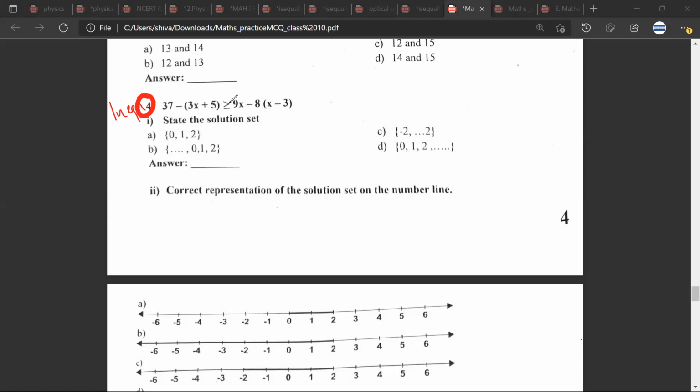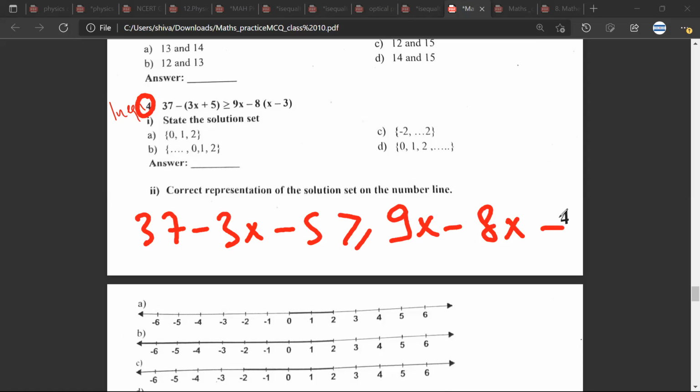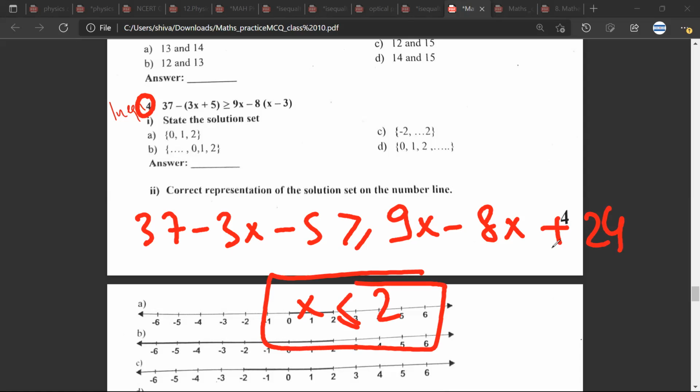So 37 - (3x + 5) > 9x - 8x - 3. So 37 - 3x - 5 ≥ 9x - 8x + 24. Is it correct? Yes, sir. Now, when you solve this, you will get x ≤ 2. So what is the correct answer? B. B is the correct answer. Okay.